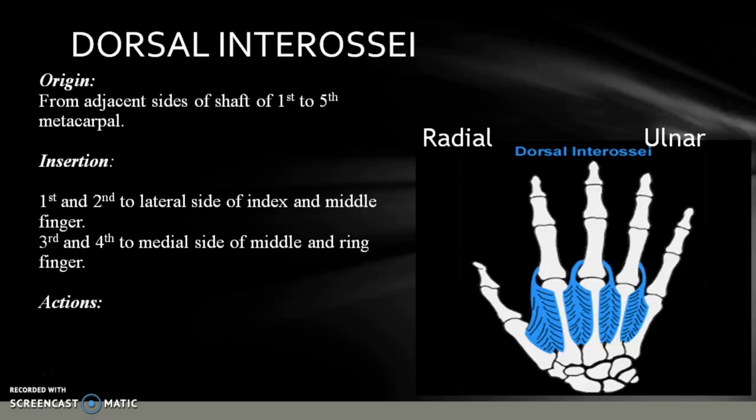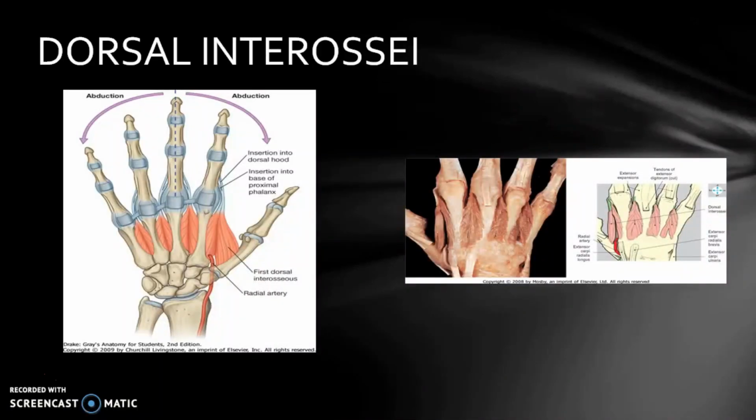This you have to remember; by image only you can see clearly. First and second go to the lateral side of the index and middle finger, and third and fourth to the medial side of the middle and ring finger. The action of this muscle is abduction, and like the lumbricals, it is also going to flex the metacarpophalangeal joint and extend the interphalangeal joint. These are some images of dorsal interossei. All the muscles are bipinnate, you can see here, and these are the dorsal interossei muscles.